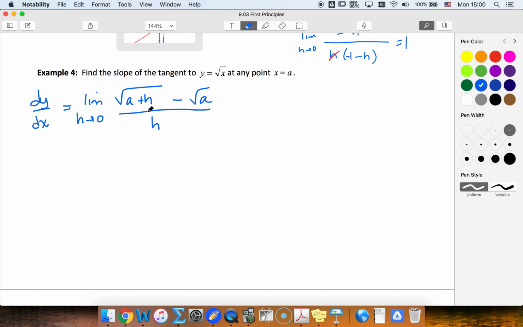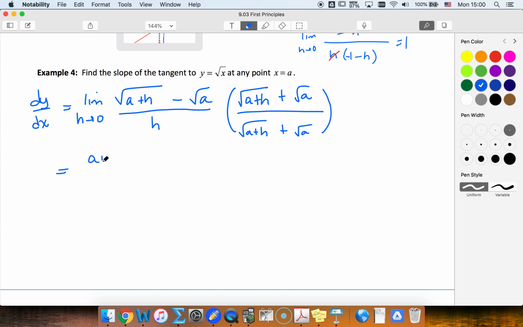And so if I want to plug in h, I get 0 over 0. That doesn't work. Looking at this, something that I can do is multiply by the conjugate. Normally I do that when it's in the denominator, but since I don't really know what else to do, I can try it here. So root a plus h plus root a. I'm going to have to do that on the top and bottom. Root a plus h plus root a.